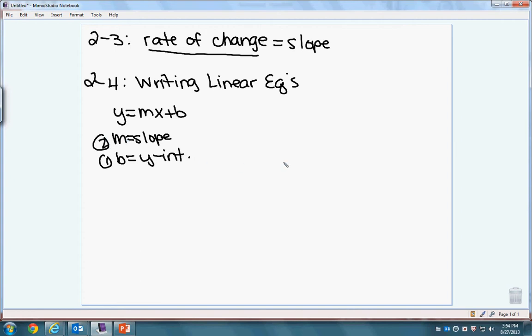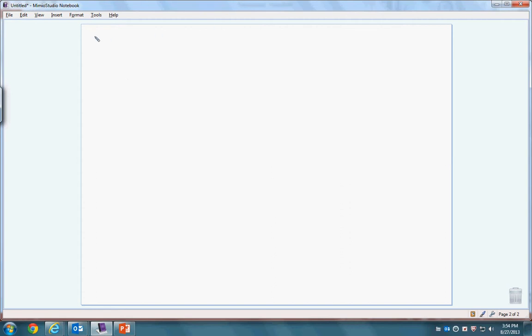So with this, you also need to remember that parallel lines have the same slope and perpendicular have opposite reciprocal. If you need more examples, go back to the notes from before from 2.1 to 2.4. Okay, so for number 1, we are going to write in slope-intercept form and graph.